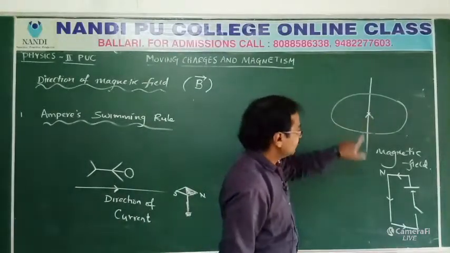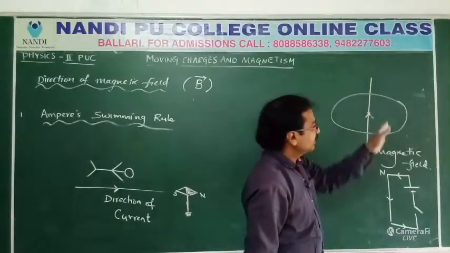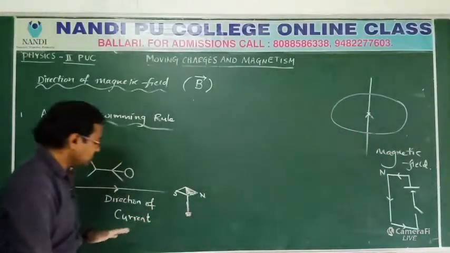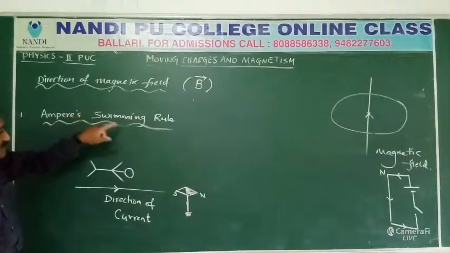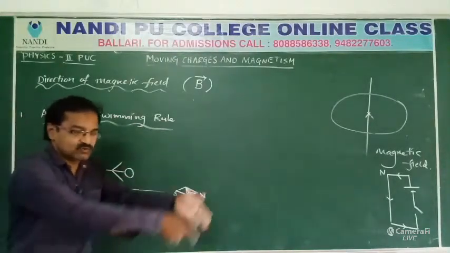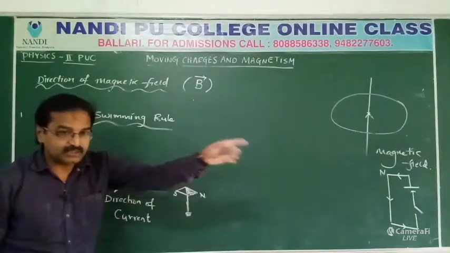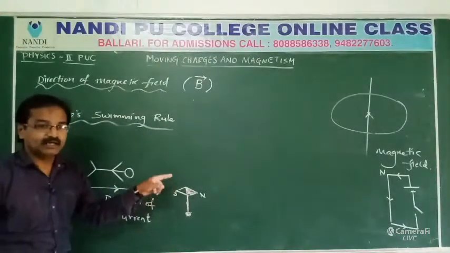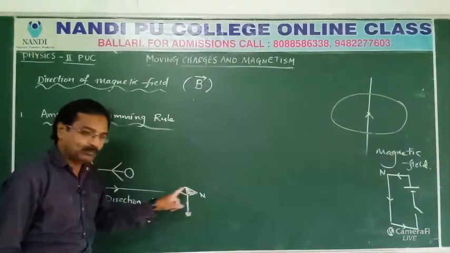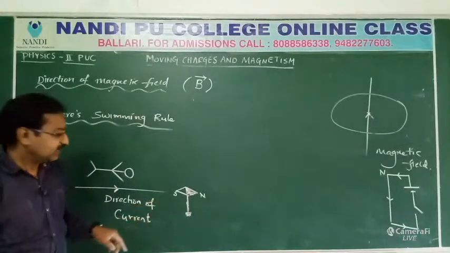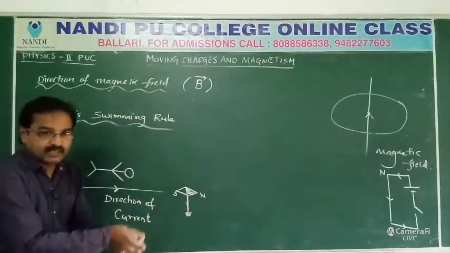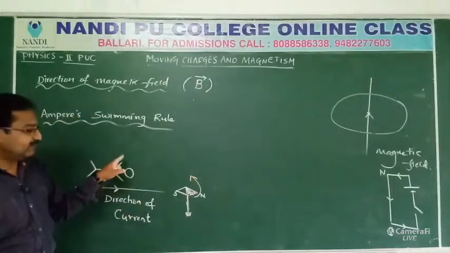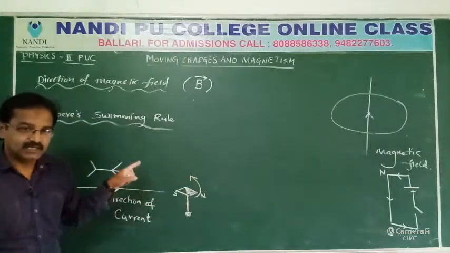See here. If this is south pole, if this is north pole, here the magnetic needle deflects like this, west side. Okay. Same here. So again listen. Ampere's swimming rule. A person is swimming such that he is swimming in the direction of current, facing a magnetic needle. The magnetic needle contains two poles, north pole and south pole. So if he is swimming in the direction of current, then the north pole deflects towards his left hand side.